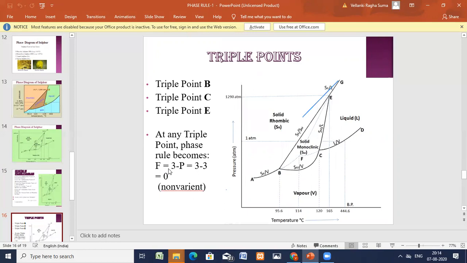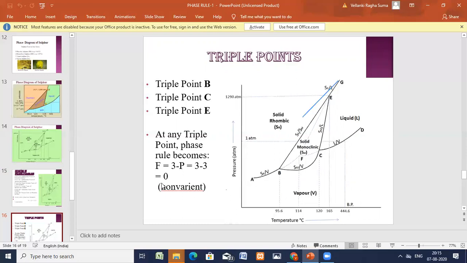F is equal to, again, composition. It is 1, only sulfur. So C minus P plus 2, and C is 1. 2 plus 1, 3. 3 minus P. How many phases at the triple point? Now I showed you, 1, 2, 3. So 3 minus 3, non-variant. Same like water, here also.